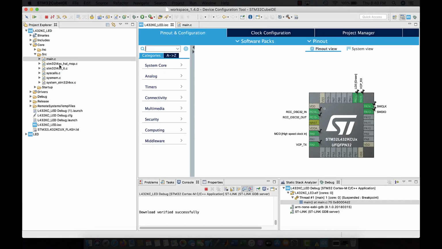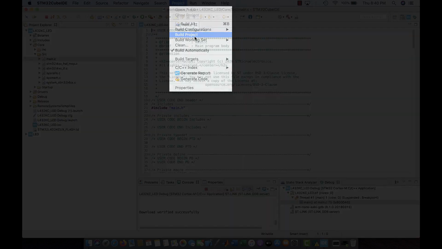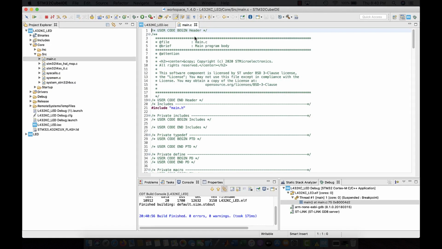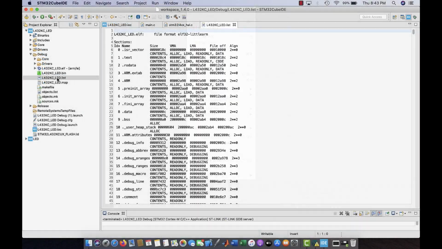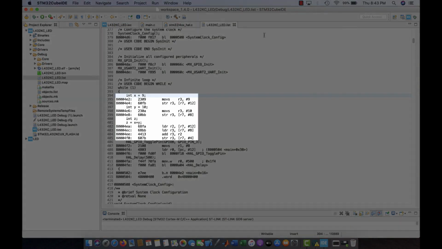On the STM32 IDE, I have written a program that adds two integers together. After building and compiling, the IDE produces a list file. Here, every line in C has its equivalent set of instructions written in ARM assembly. Let's start by going through what these values mean.